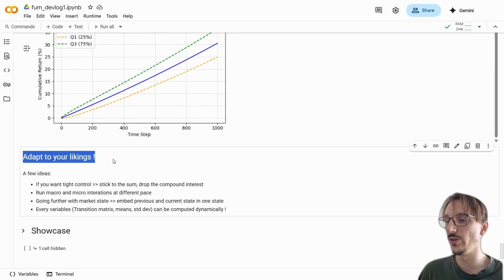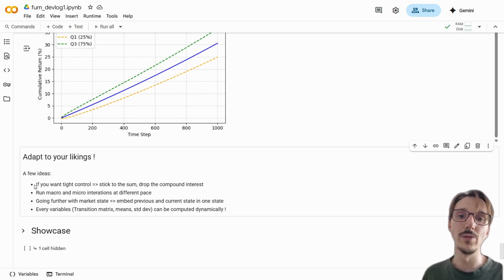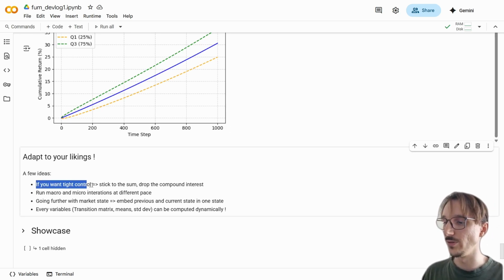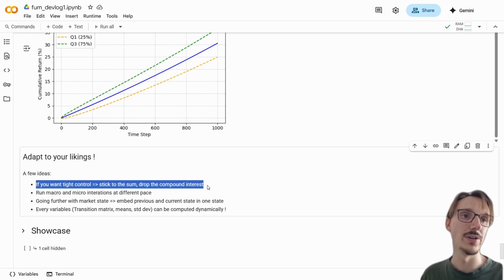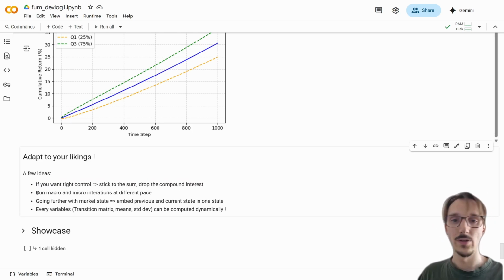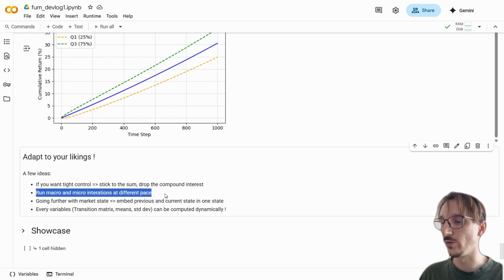Anyway, that's pretty much it. If you want to adapt it for your game, I got a few ideas for you. For example, if you want to have tight control over what the player gains and loses, I recommend you not implement the compound interest aspect because it can get out of hand pretty quickly. You can also run macro and micro iterations at a different pace if it's more manageable for your game.